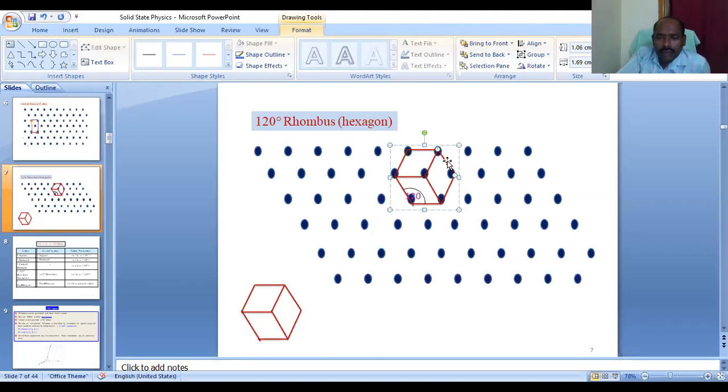6 into 1 by 3 gives us 2, plus this center one. We are talking about hexagon, not a rhombus, but for this one also, you can see how many hexagons touch this lattice point. In order to know the contribution of one lattice point to this hexagon, we have to fill the total plane around this lattice point. So 3 hexagons will touch this corner point. Therefore, its contribution is 1 by 3 to a particular hexagon. Then 6 into 1 by 3 gives us 2, plus 1, 3. Totally, the effective number of lattice points for a hexagon in 2D is 3 points.